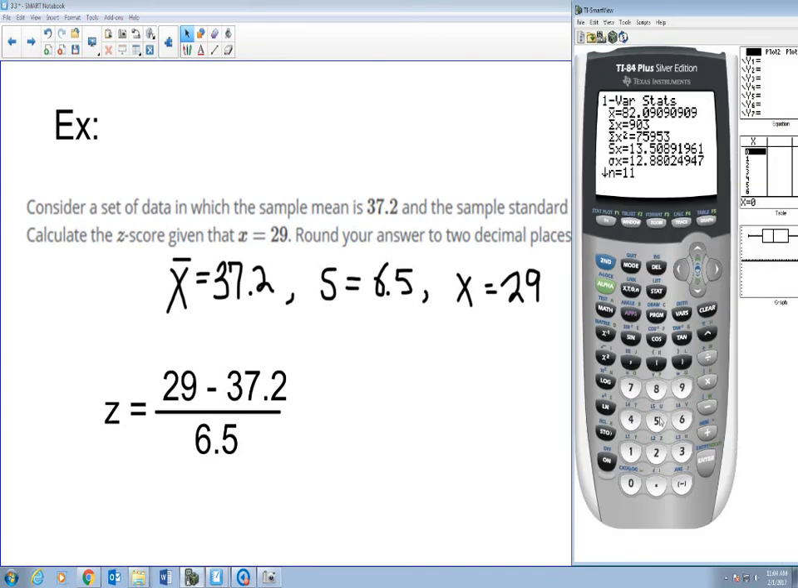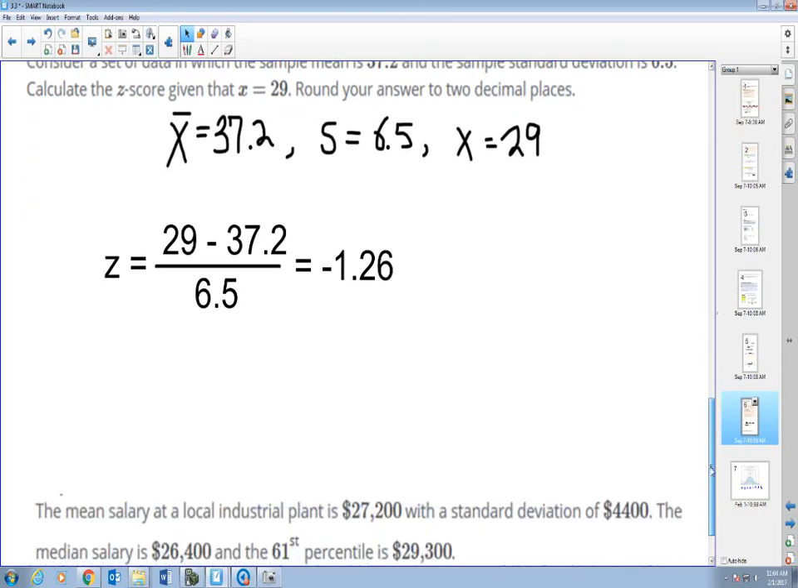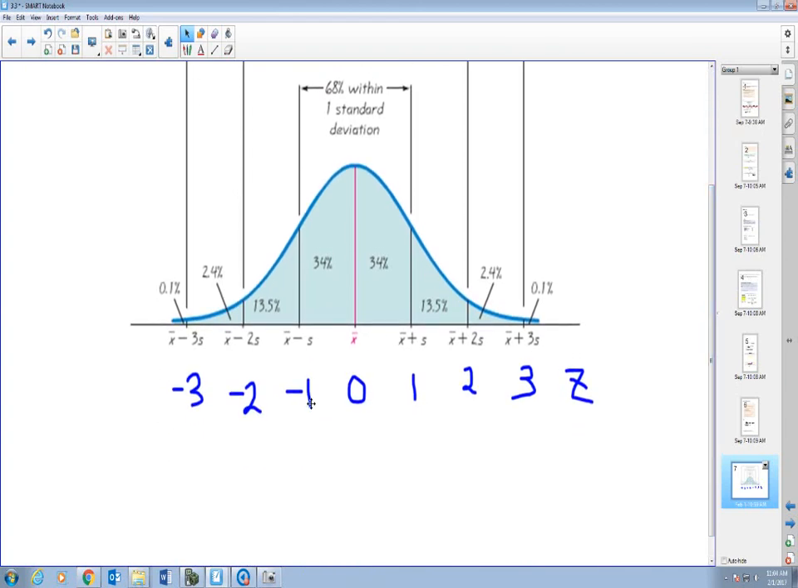So we will subtract first, which is negative, no surprise, because 29 is below the mean, divided by 6.5. Round to 2 decimal places for z-score, negative 1.26. So negative 1.26 is referring to 1.26 standard deviations below the mean. If you go back to this picture, negative 1.26 will be slightly right below what? 1 standard deviation. It will be about right here in that spot. From that spot to the mean, 1.26 standard deviations away.